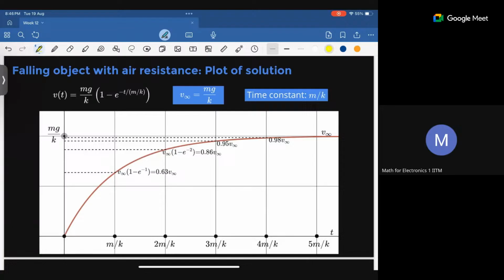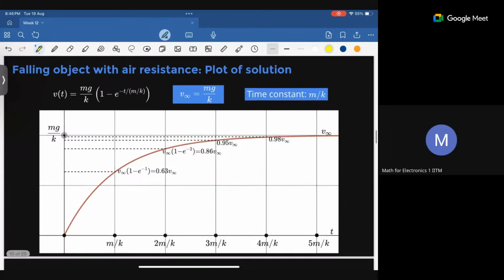And that maximum speed we can find by substituting t equals infinity in the equation, which is referred to as v infinity. When you substitute infinity here, e power minus infinity, we know it is 0. So we'll have mg by k to be the maximum speed that any falling object can attain. It cannot attain more than that. Which is v infinity, and that will be attained at time infinity. And then we can also look at how much speed it has gained within one time constant, within two time constants, within three time constants, and so on.